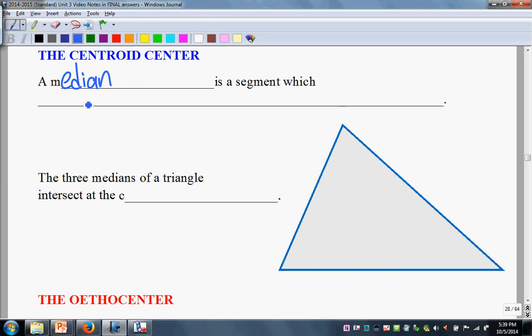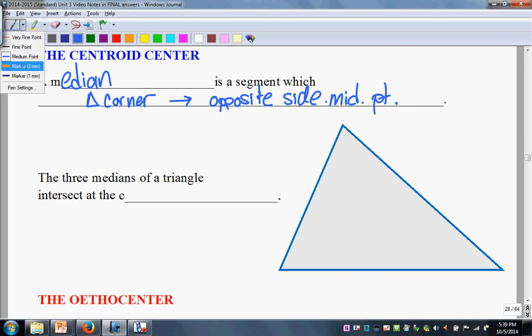A median is a segment which connects a triangle corner to the opposite side, specifically the midpoint. You have to be connecting a midpoint if you're doing a median. Midpoint creates a median. So step one, we're just going to eyeball the midpoints here. Just eyeball the midpoints. That's one.